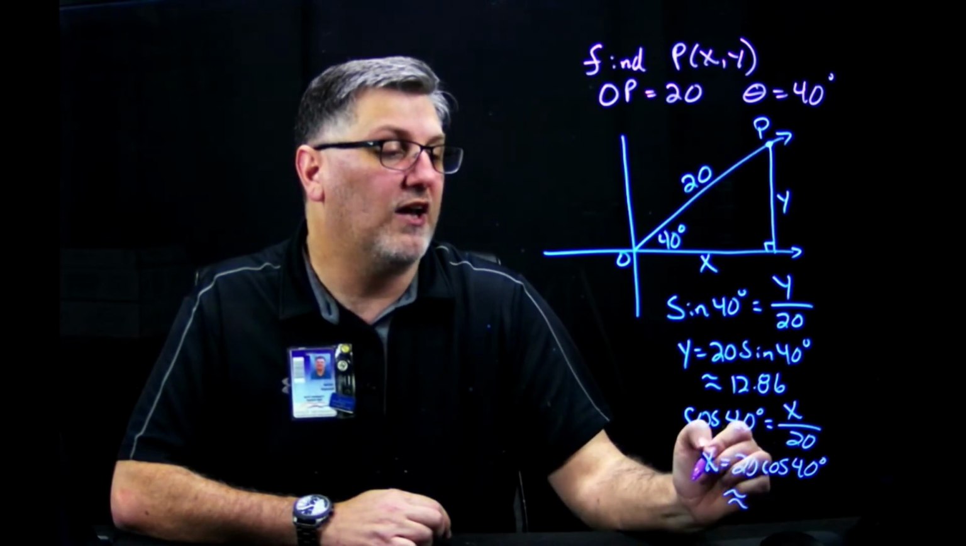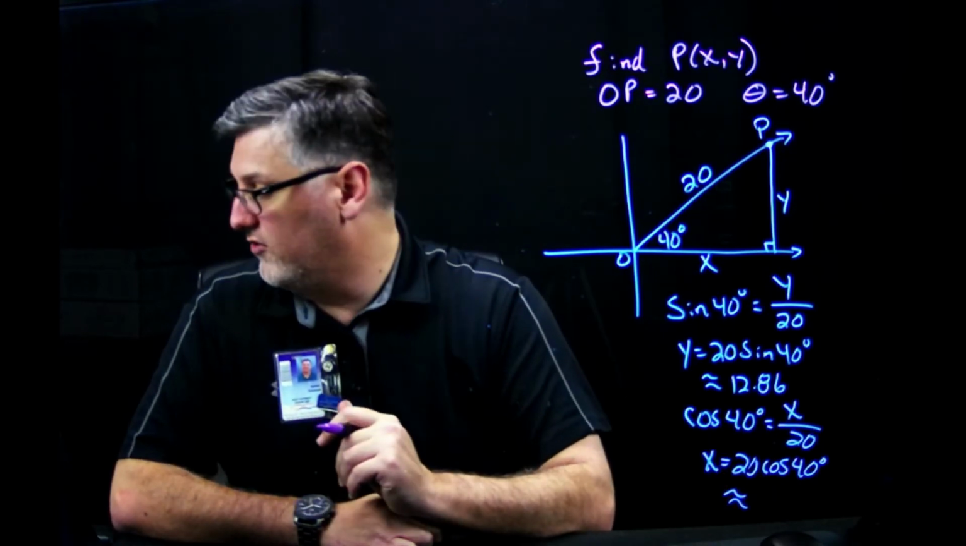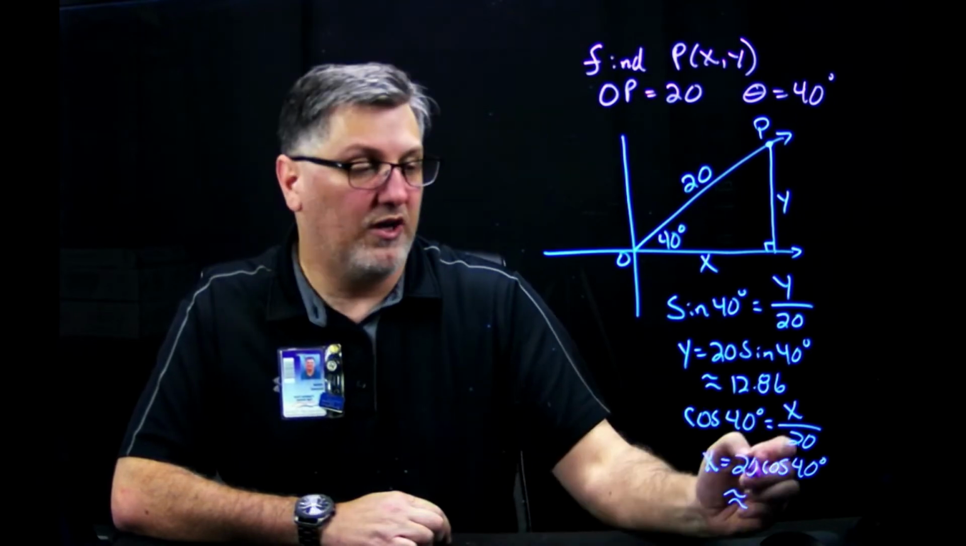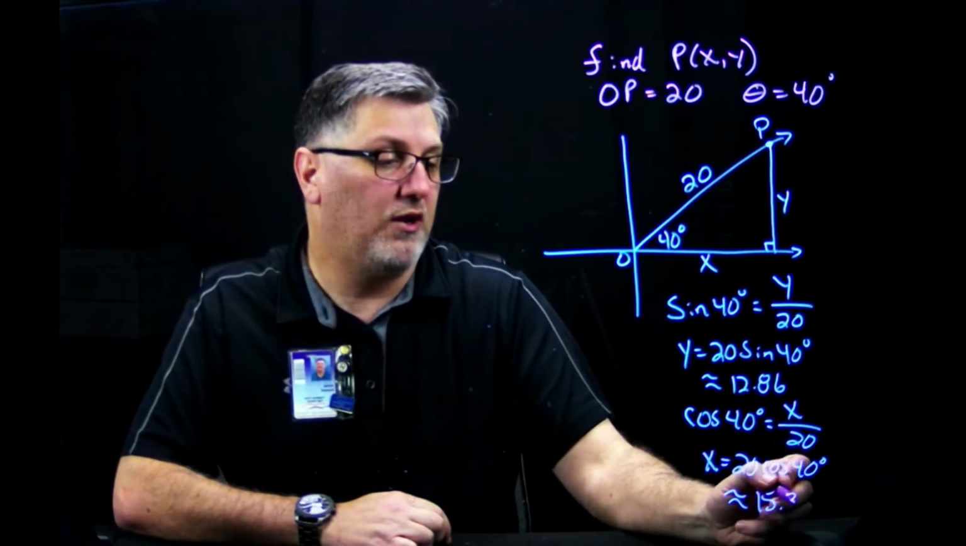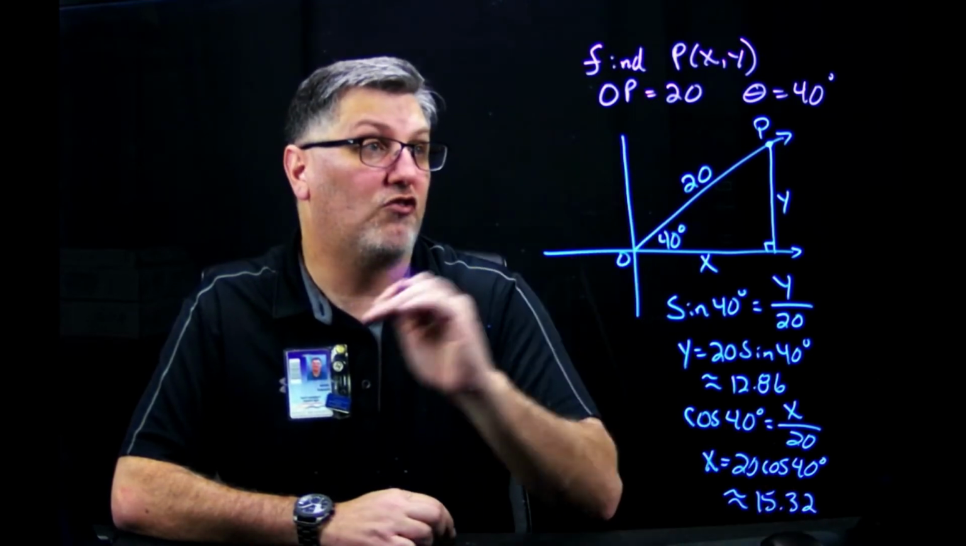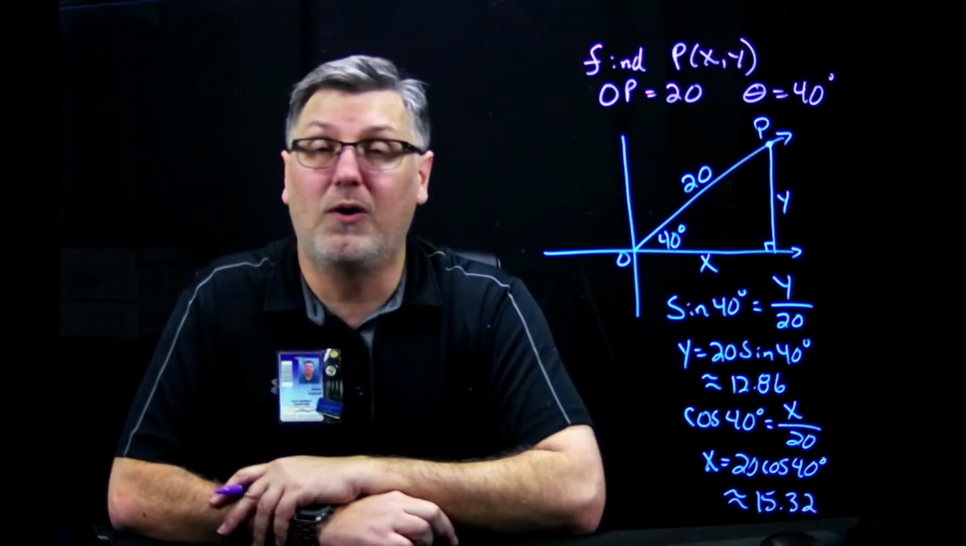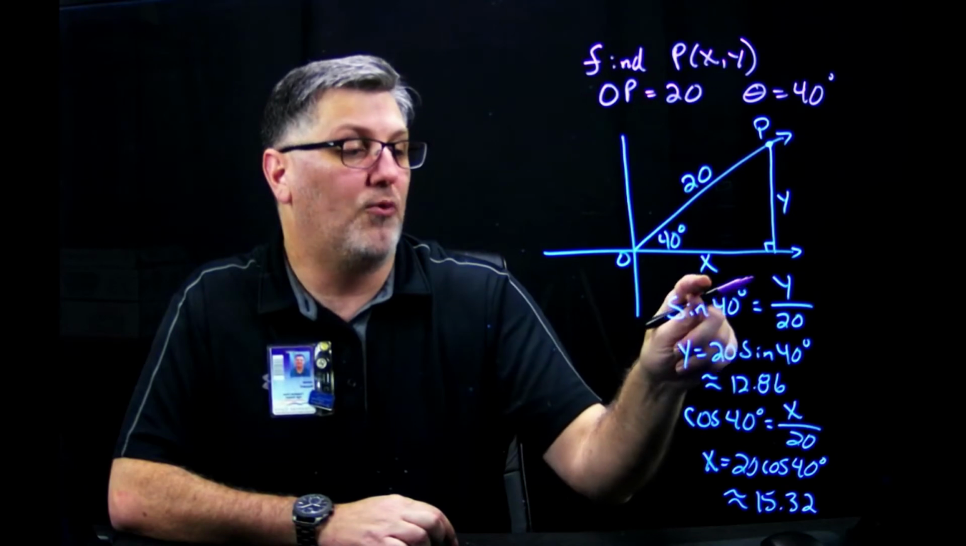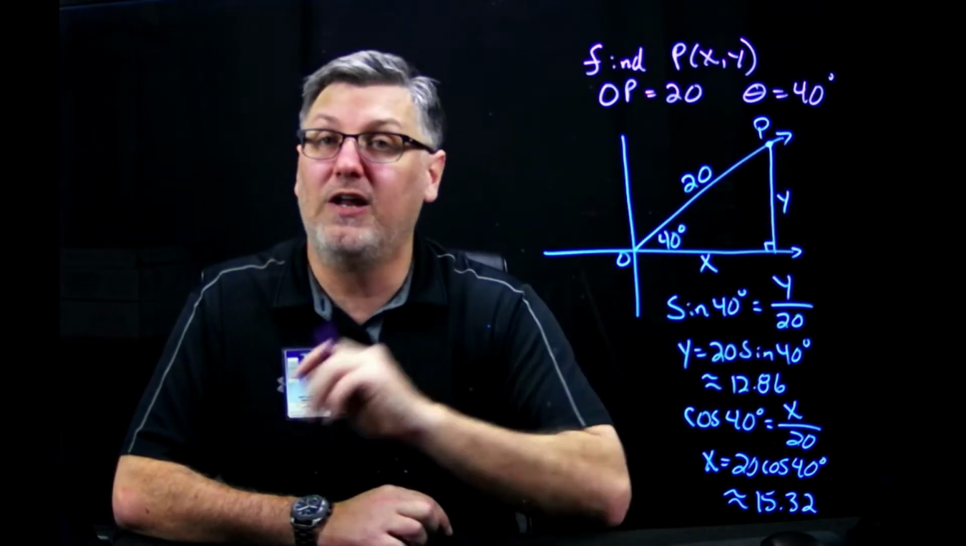When you throw that in a calculator, you need to make sure your calculator is in degree mode. You will get 15.32 units. Now, the reason why I say units is because I don't know if that's 20 inches, 20 centimeters, it's just 20 units. That means this is 15.32 units, and this one is 12.86 units.